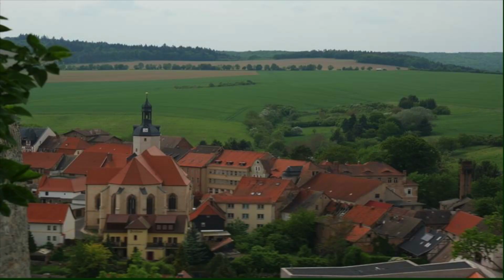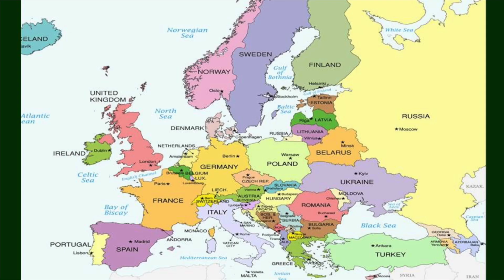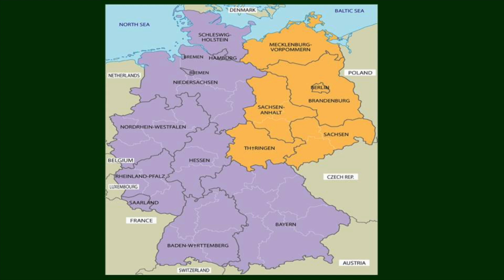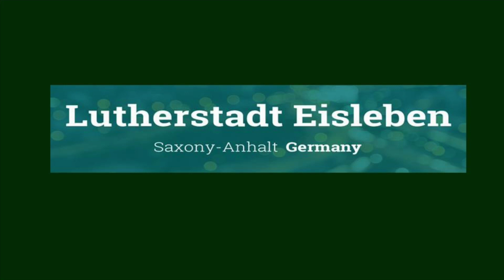As we landed there and drove around, we saw all these villages with red roofs, very beautiful and picturesque as we drove through the countryside. Here you have a map of Europe, and Germany is in the yellow. Here you have a close-up of Germany, and the lower section of the orange is where the Reformation got started with Martin Luther. Martin Luther was born in Eisleben, as we've mentioned. It's also called Lutherstadt, or Luthertown.